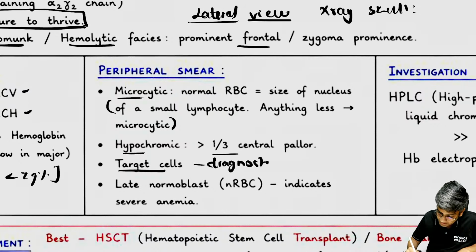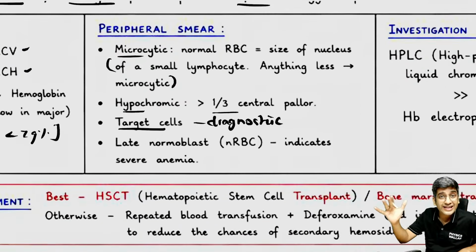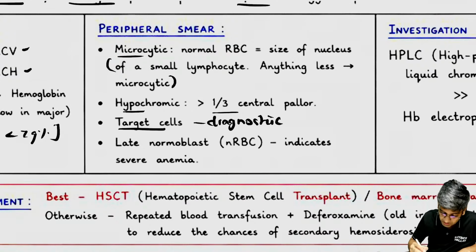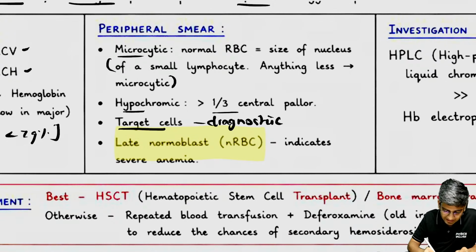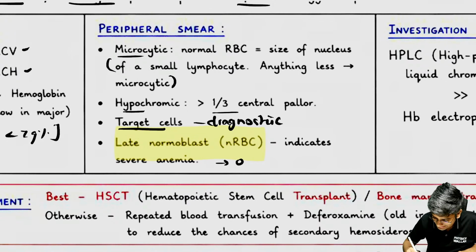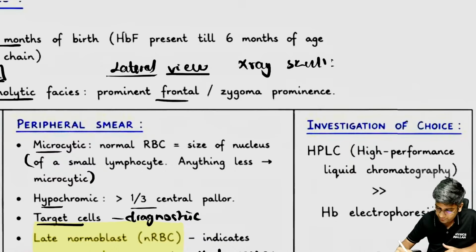Okay. Even if you forget microcytic hypochromic, I don't want you to forget this. Late normoblasts or NRBCs. This is classically seen in Thal major. Thal minor will not have NRBCs in peripheral smear. Only Thal major will have. So it's a difference seen only in Thal major, not in Thal minor. So it's important for me to understand that.